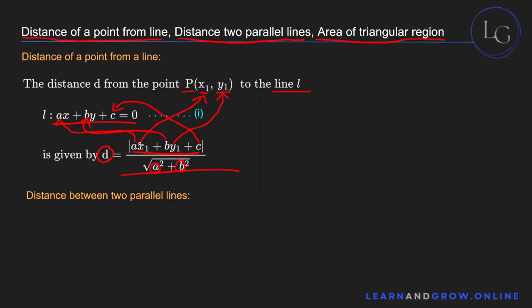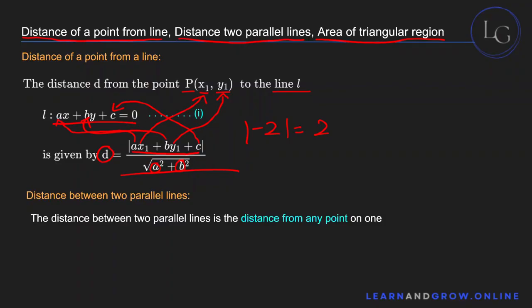So what simply you'll have to do is, once you get the value of ax1 plus by1 plus c, you just take its modulus. What that means is the absolute value, so it cannot be negative. So for example, if this entire thing results in -2, you'll take its modulus and it'll become 2, okay? And just divide it by under root a square plus b square, and you'll get the distance.